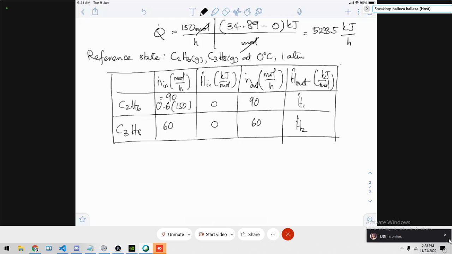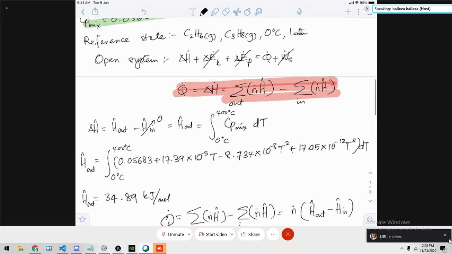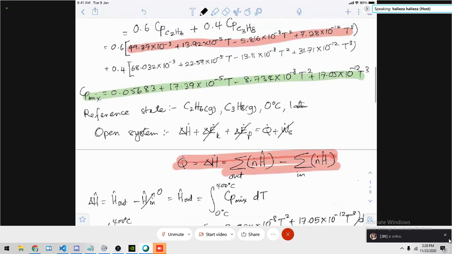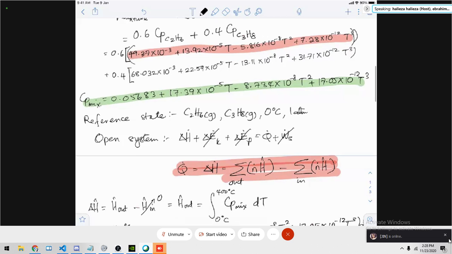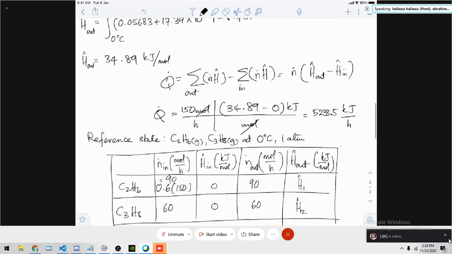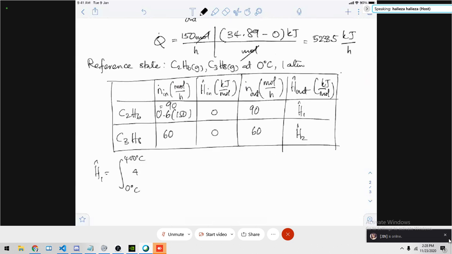So H1 is equal to the integration from 0 degrees C to 400 degrees C. And H1 is referring to ethane. So I will be looking at the heat capacity of ethane, the one that I just got, the whole thing. So 49.37 times 10 to the power of negative 3.